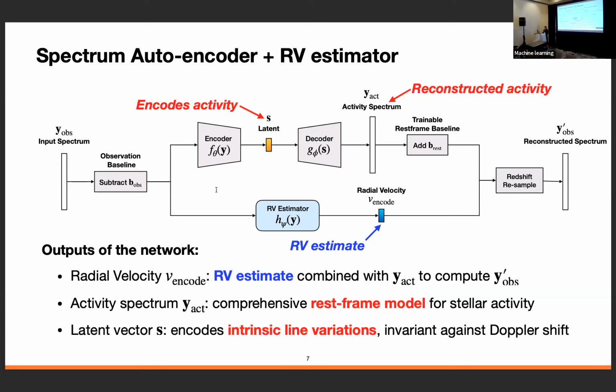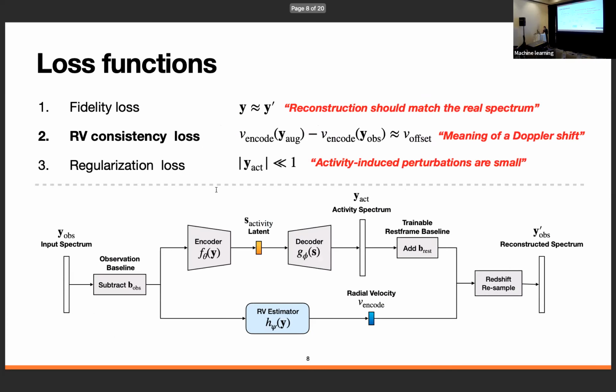So the outputs of the network will be an RV estimate, an activity spectrum, which is the comprehensive rest frame model for stellar activity, and also a latent vector, which encodes only intrinsic line variations and should be invariant against Doppler shifts. So far, I've made a lot of statements about what the network should do.